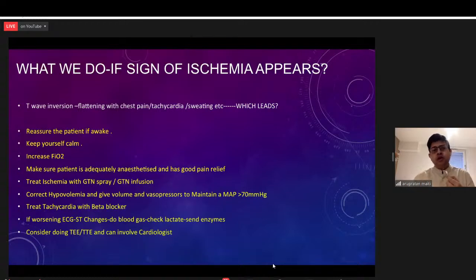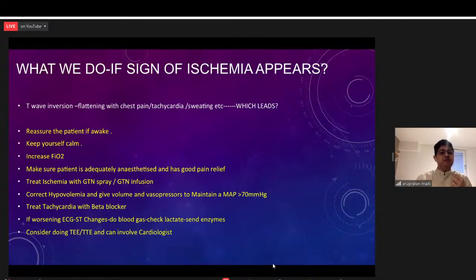So what do you do if signs of ischemia appear? We are doing a non-cardiac surgery, then all of a sudden you see the T-wave inversion or flattening with some chest pain, tachycardia, sweating, then what do you do? Firstly, we'll see which leads are affected. So we have to see whether the ischemia is inferior wall, or lateral wall, or anterior wall, or it's a global ischemia.